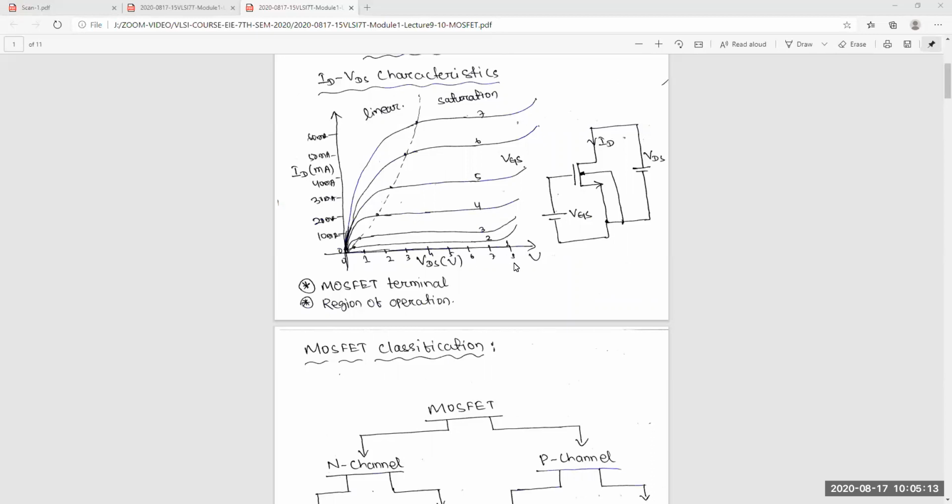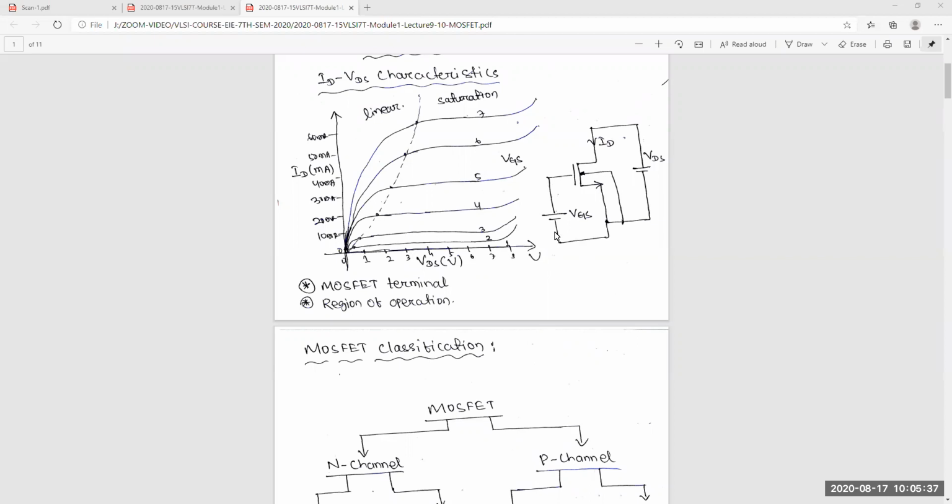Also you can see the curve. Here you can see there are 7 curves. The first one, this one, the current is 0. When VGS is less than VT, the threshold voltage, that means no current is flowing, ID is equal to 0. So this directly coincides with the x-axis.